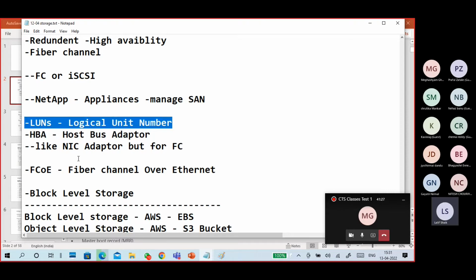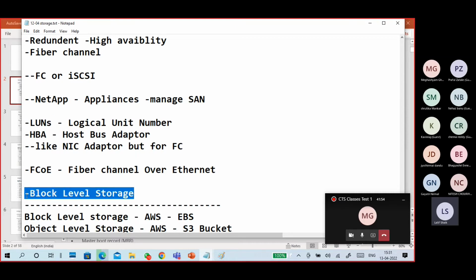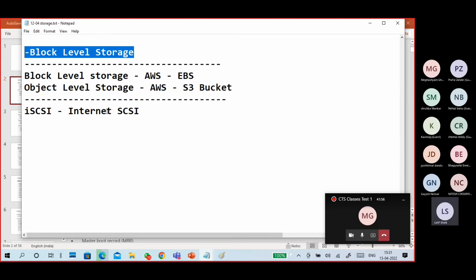LUNs, logical unit numbers. We create LUNs in the SAN storage and assign them to clients, meaning to other devices like client devices or servers. The server attaches those LUNs as a local hard disk. That kind of storage we call block level storage. Block level storage in AWS is called EBS, Elastic Block Store. Then I also explained what iSCSI is and how it works.